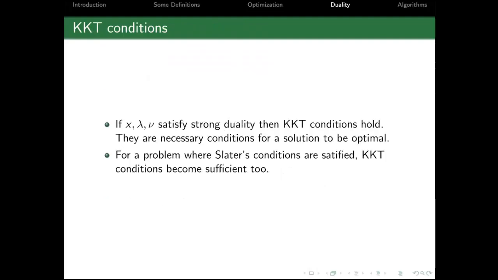So just to reiterate what we've already seen, if x, lambda, nu satisfies strong duality, then KKT conditions hold. So these are just necessary conditions and not sufficient. But for our optimization problem, when Slater conditions are satisfied, then KKT becomes sufficient also.